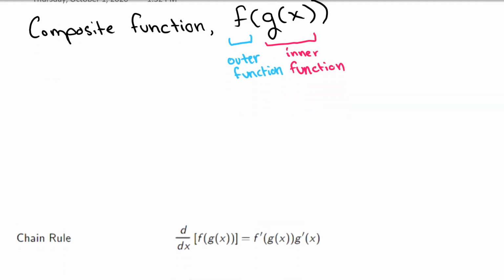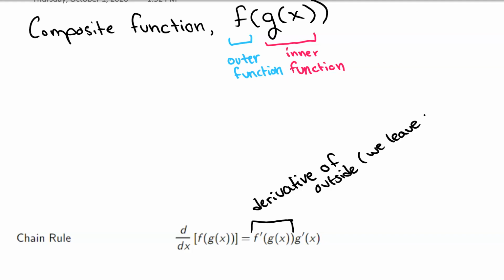And the chain rule says, well, we've got the derivative of the outside function. So that's what this is. And then when we do that derivative, we leave the inside function alone. And then once we've evaluated the derivative of f, that outside function, leaving g alone, we multiply it by the derivative of the inside function.